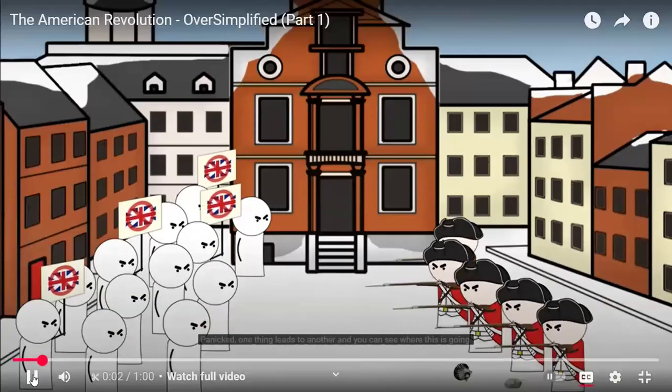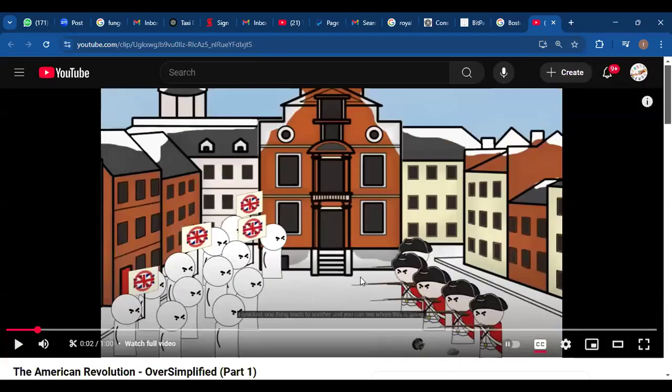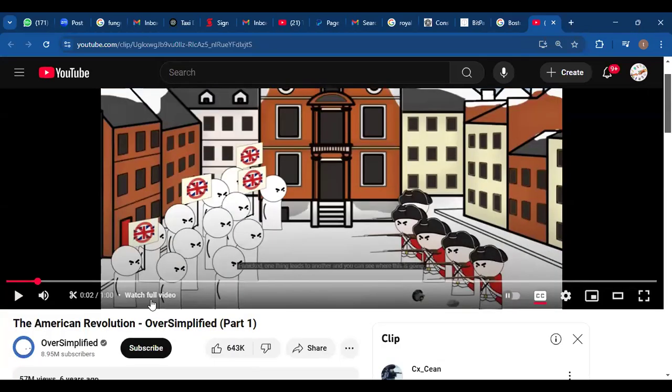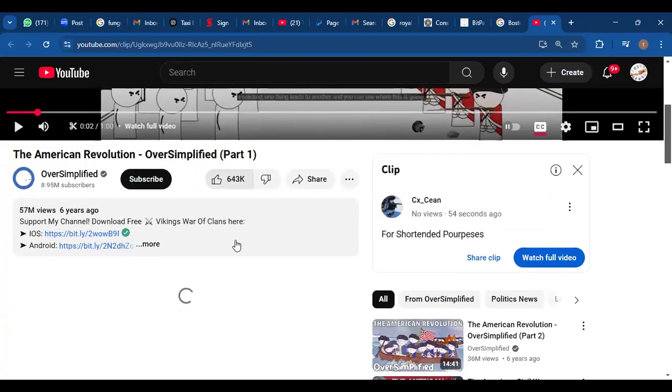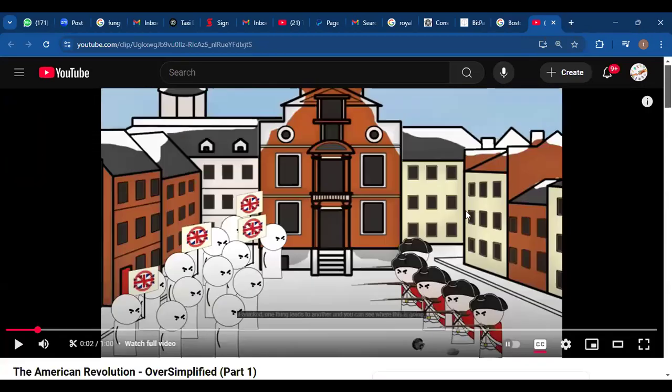One thing leads to another. This is a good video to watch in full. But this right here is describing, what scene is this? Can anyone remember? They shot the people. What's the name of it? The Boston Massacre. It's a good thing. Just go to Oversimplified. It's very good. We only did a clip. I clipped it for us, but you can watch the full thing.